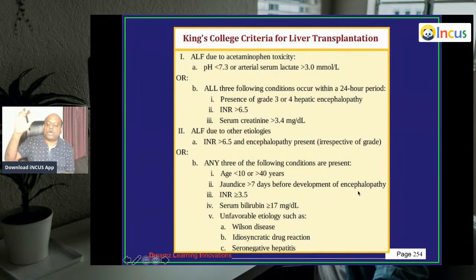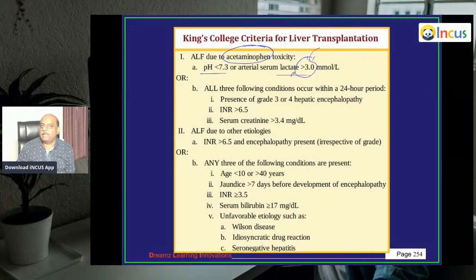So the King's College criteria of liver transplantation. If there is an acute liver failure due to acetaminophen toxicity, if the pH is less than 7.3 and arterial serum lactate is more than 3 millimoles per liter, transplant karo.